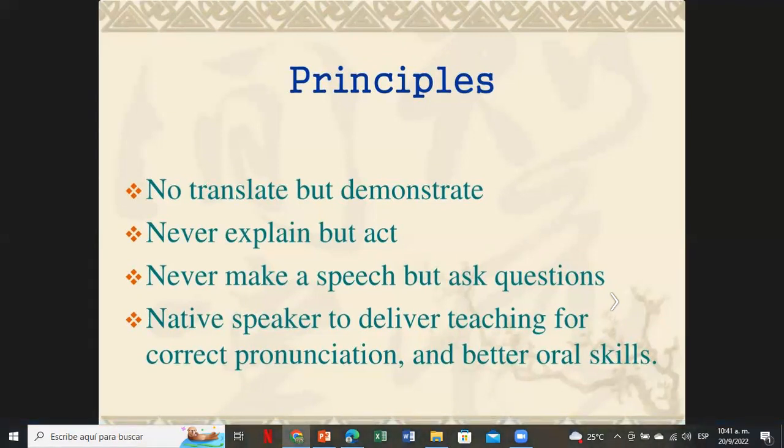What matters is that, no matter the style you have, your objective must be that your students learn. What's your final objective? Okay? So, principles. Not translate, but demonstrate by giving synonyms. Never explain, but act. Never make a speech but ask questions. Let your students participate in class. I repeat it many times because this is important. So ask questions.